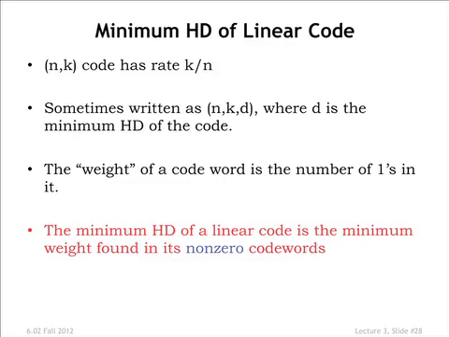Now, what's the distance between the zero code word and some other code word? It's just the number of ones in that other code word. So all you have to do for a linear code to determine the minimum Hamming distance is look at all the non-zero code words and see which one has the minimum number of ones.